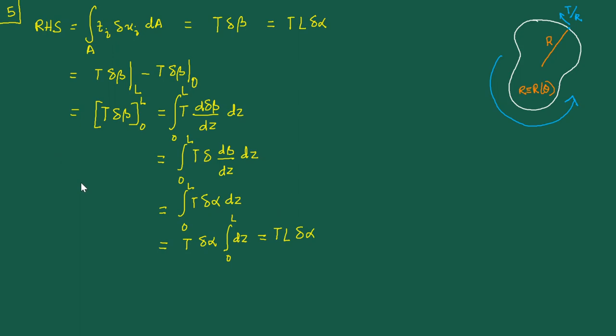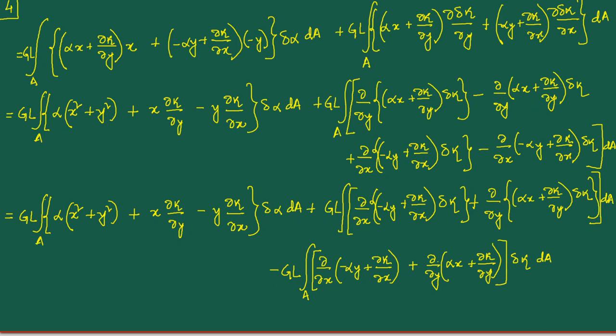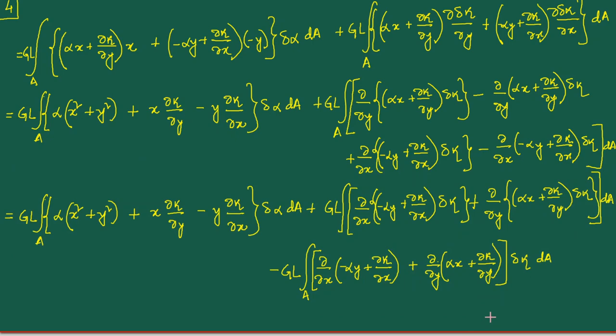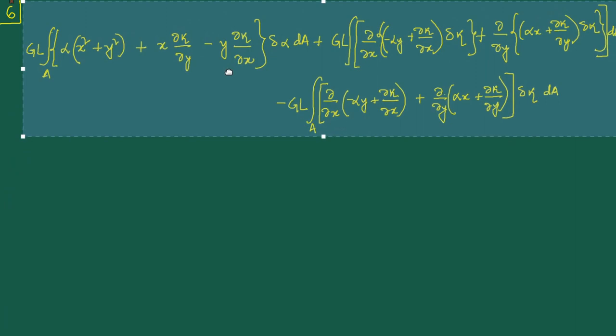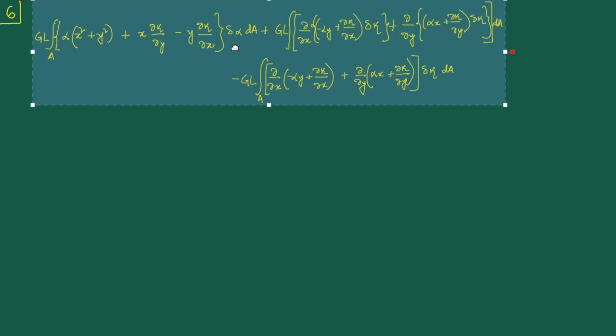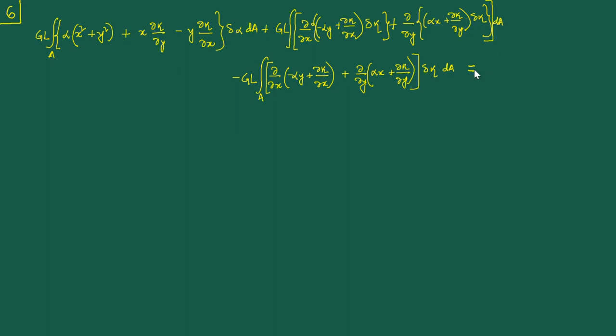Okay, so what I'll do is, I'll take this entire thing, make it a little bit smaller so that it becomes a little bit more visually manageable. Okay, and on the right hand side I have this TL delta alpha. All right, so you see on the right hand side we have a term involving the delta alpha.